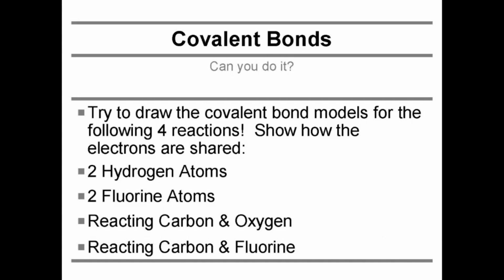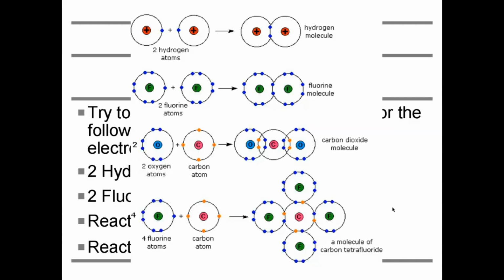Okay, shall we give it a shot? See what you got, at least some of them. Here are my drawings that I have. 2 hydrogens, they shared right there. My 2 fluorine atoms, you got the share point right there, all 8 around it. 2 oxygen atoms and 1 carbon atom, they kind of do this little number. It was hard to draw, you need to stretch it out to this end.